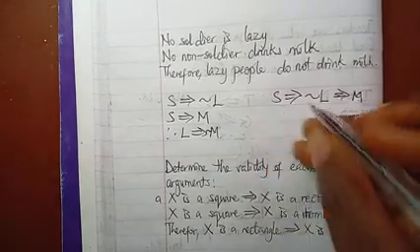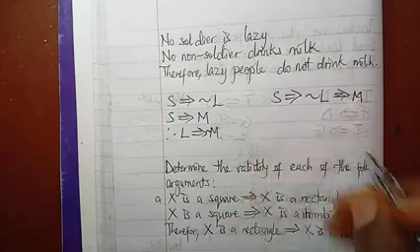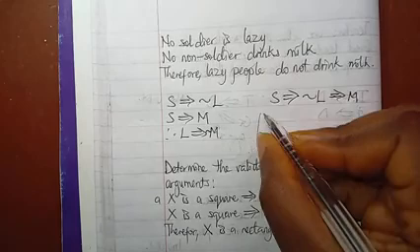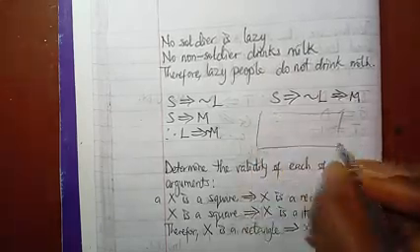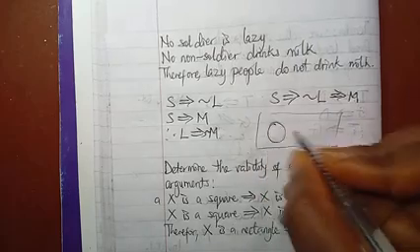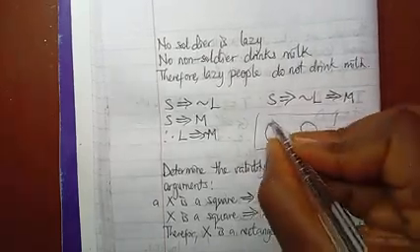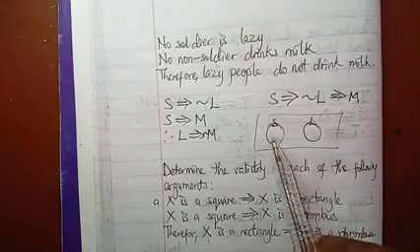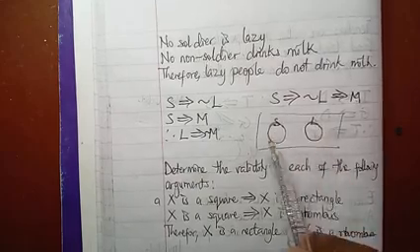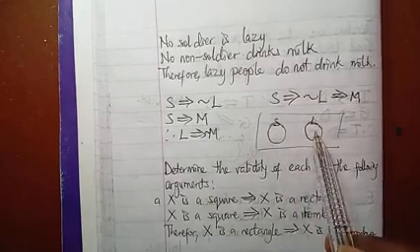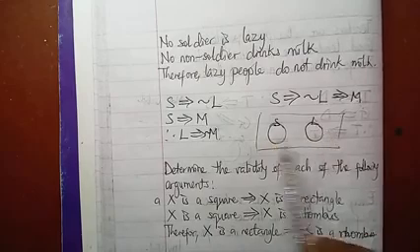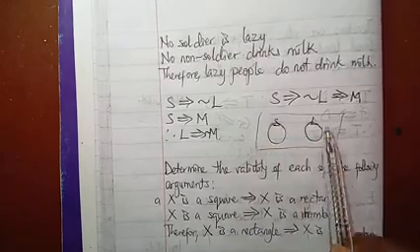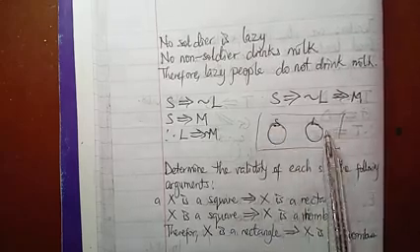Let's draw it in Venn diagram. I think we'll understand it better that way. So we have that. We have in the set of people that we have in this place, no soldier is lazy, meaning that being a soldier and being a lazy person, they don't have any meeting point at all. There is no intersection between these two sets of people. Soldiers are not lazy. No soldier is lazy.